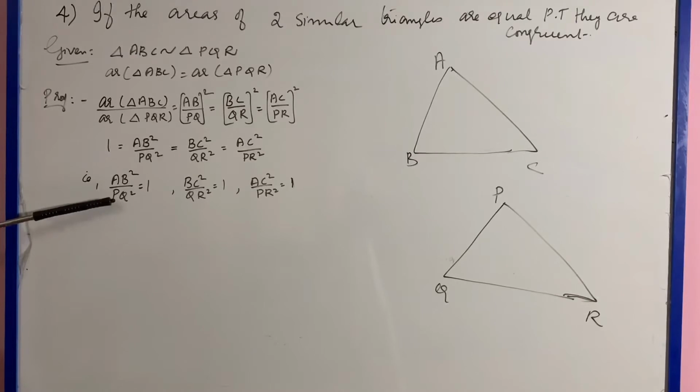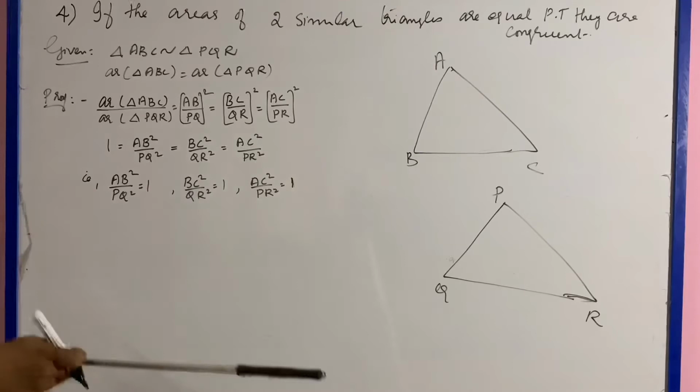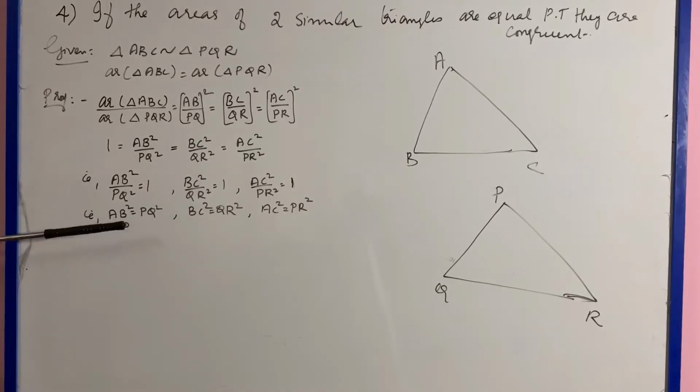Now what is the meaning of this? AB square by PQ square is equal to 1. That means AB square is equal to PQ square. Here BC square is equal to QR square. AC square is equal to PR square. This means AB is equal to PQ, BC is equal to QR, AC is equal to PR.